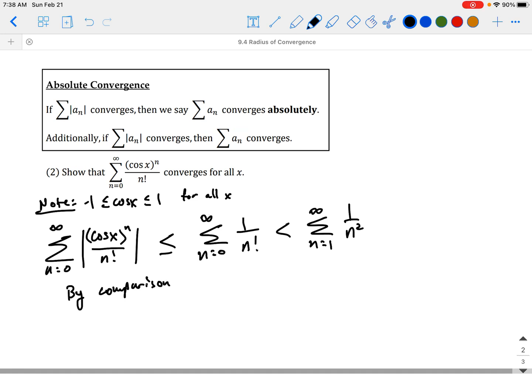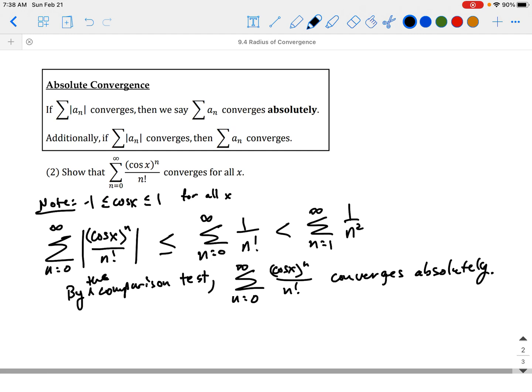So by the comparison test, we could do a comparison test here to show that this converges absolutely. The other way we could do it is with the ratio test, which we'll look at in a moment.